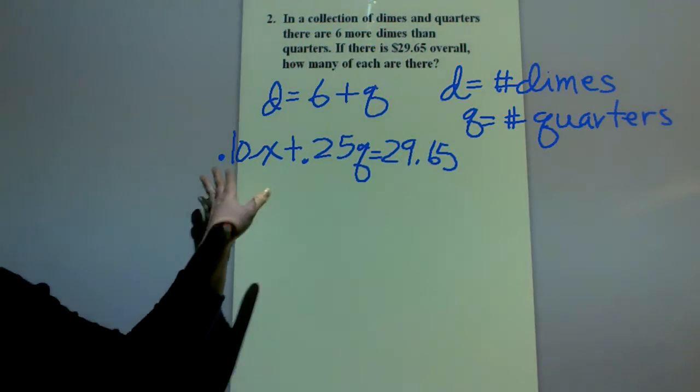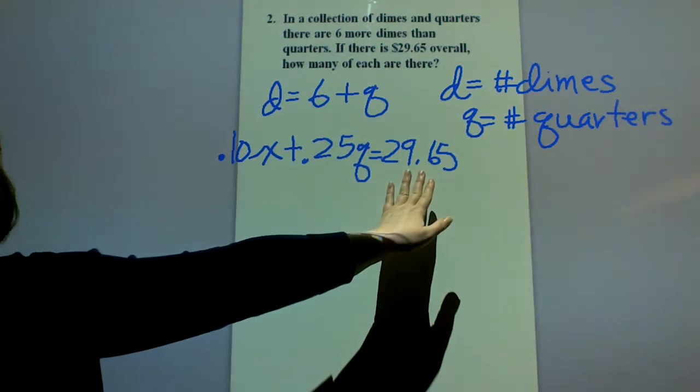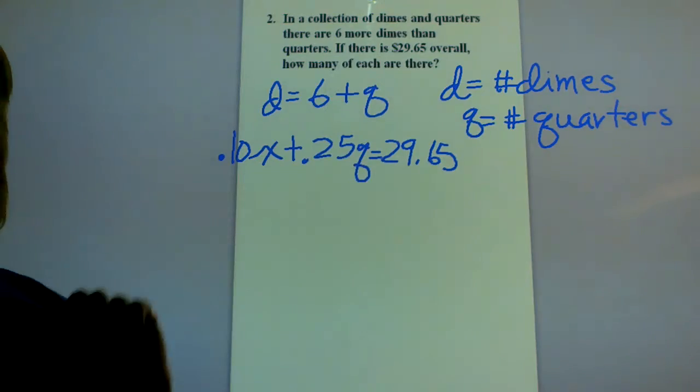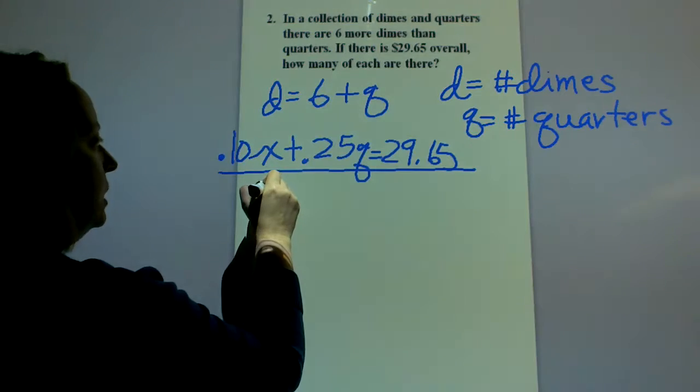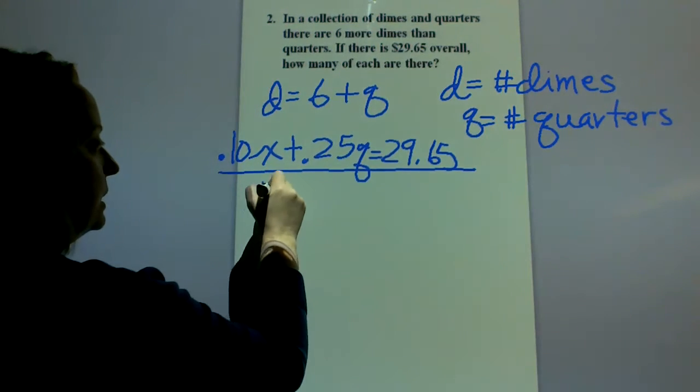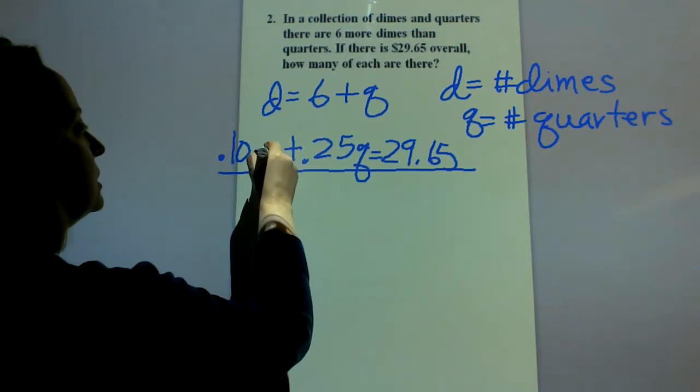Okay, so the first thing I want to do is multiply this equation by 100. So it's going to be a little easier for me. So I get 10D, and I should have a D here.